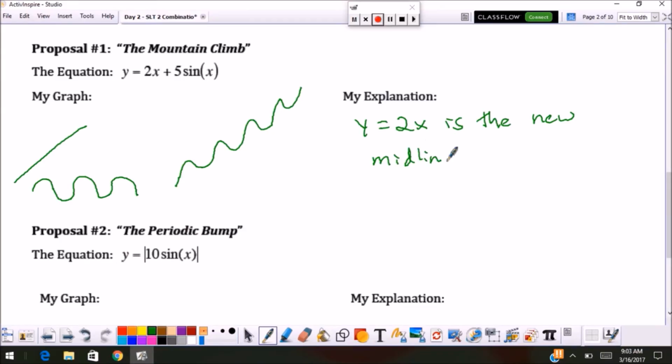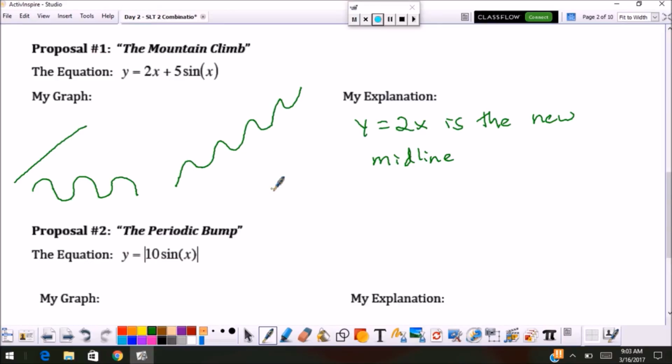So what I'd like you to do is pause the video and work through proposals 2 to 5. Think about the name, think about what you are doing to the functions, if you're adding them or taking the absolute value of them, and what they would look like. Then go ahead and unpause the video and I'll share my predictions with you.